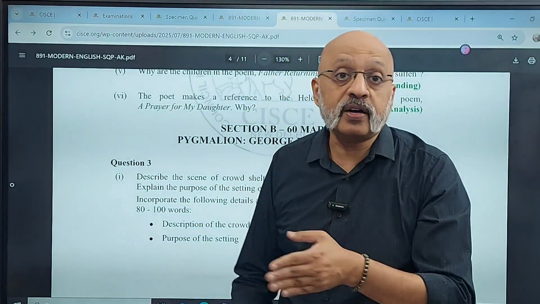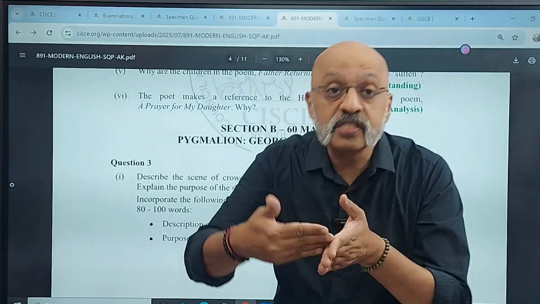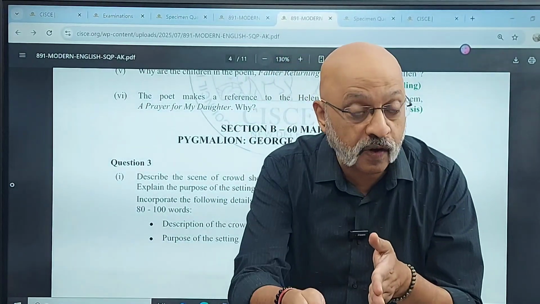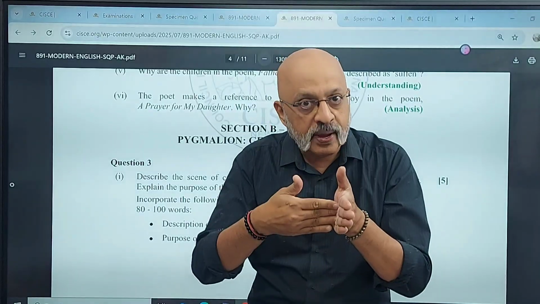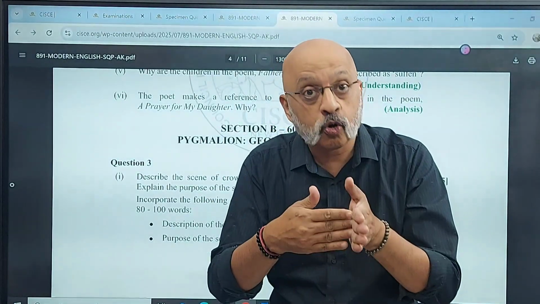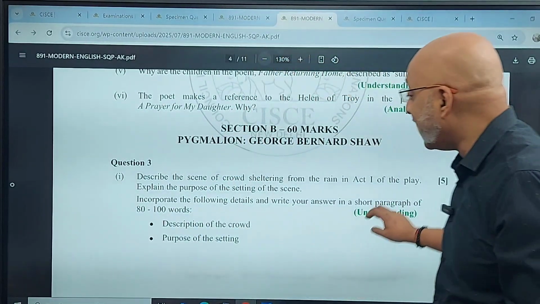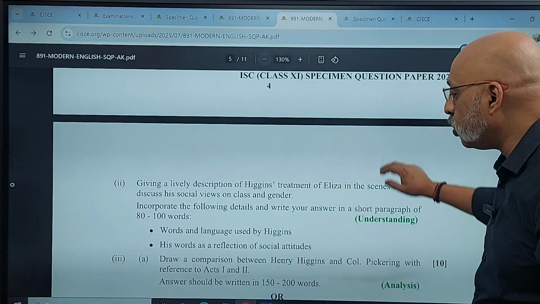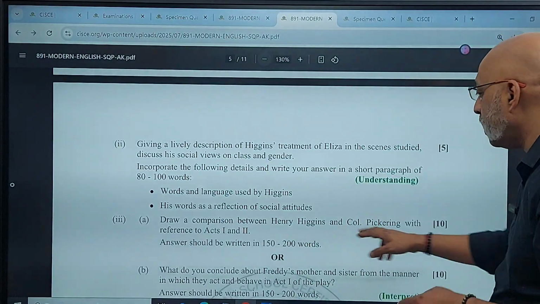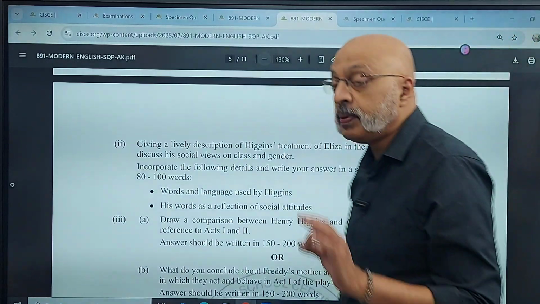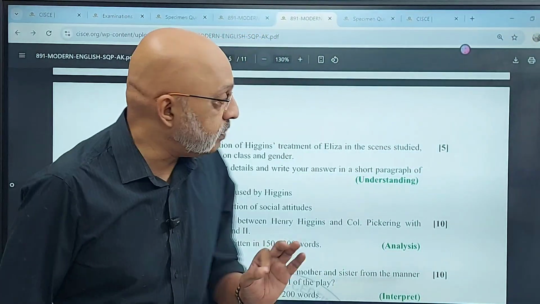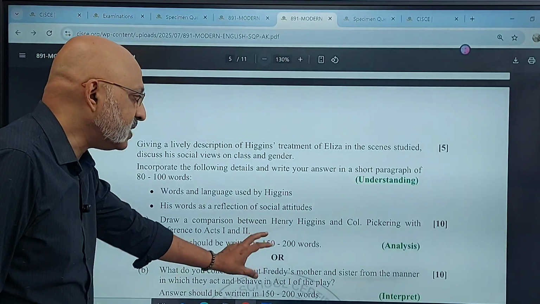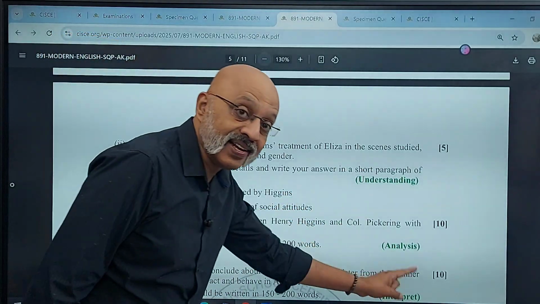But the interesting part is that there will be 2 compulsory 5-mark questions which you have to necessarily answer in order to score those 5 marks. So 5 marks of Pygmalion, second question 5 marks of Pygmalion, and then you will get a 10-mark question where you will get a choice. You will be given a word limit also, 150 to 200 words. These are the 10-mark questions which are analysis questions.